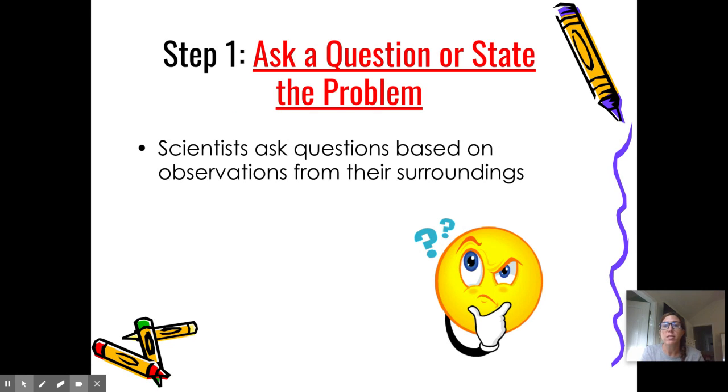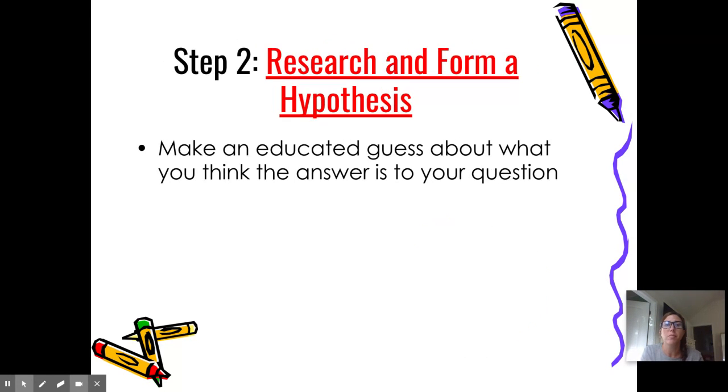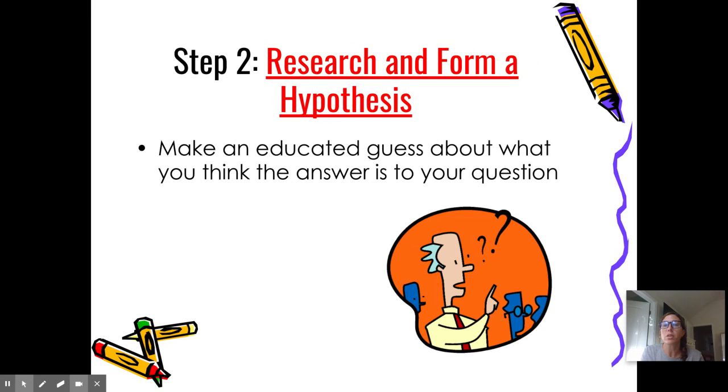The 5 main steps are: step 1, to ask a question or state the problem. Scientists ask questions based on observations from their surroundings. So those are the 2 ways that you can utilize step 1. You either ask it in the form of a question, or you can state the problem. Step 2, you're going to do some research and then form a hypothesis. So in order to make an educated guess, you have to get educated on your topic.